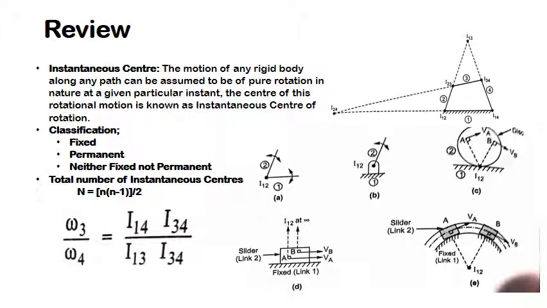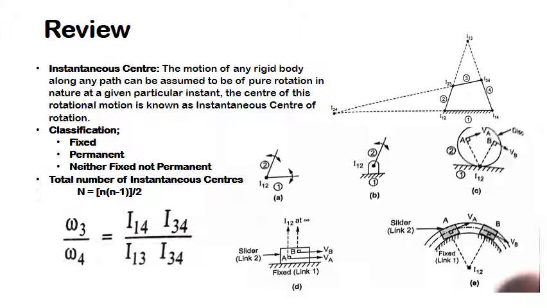So instantaneous center means the motion of any rigid body along any path can be assumed to be pure rotation. If you consider any rigid body, let it be moving along any path. For a given particular instant, we can consider it as pure rotational motion, and the center of that particular pure rotational motion is called the instantaneous center of that particular rigid body.